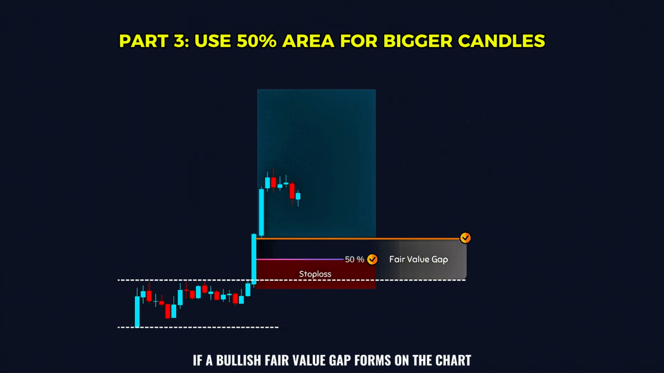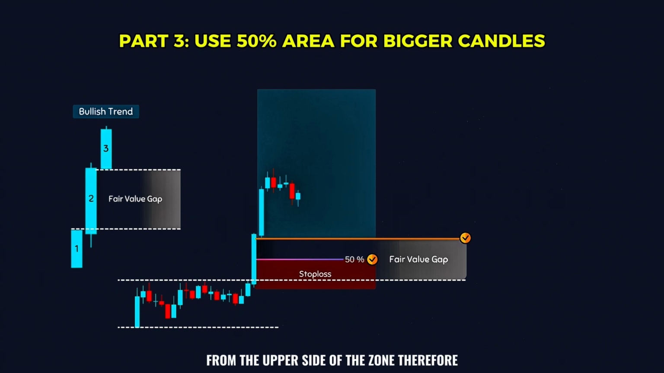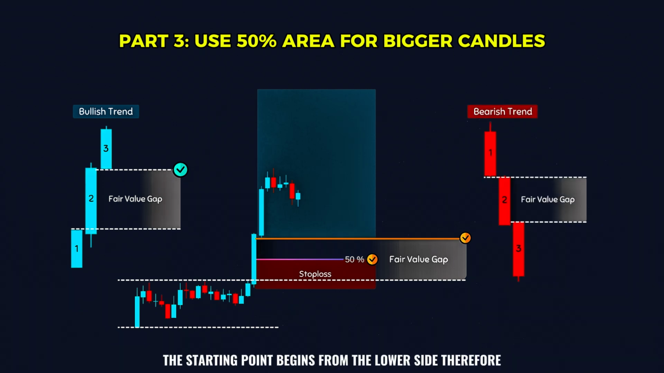If a bullish fair value gap forms on the chart, the starting point begins from the upper side of the zone. Therefore, this is where you should start planning your trade entry. And if a bearish fair value gap forms on the chart, the starting point begins from the lower side. Therefore, you can plan your bearish trade entry from there.